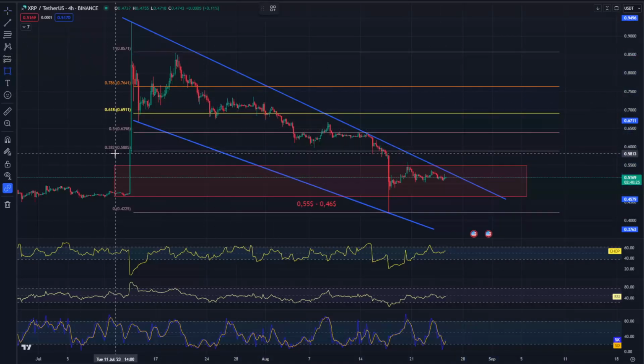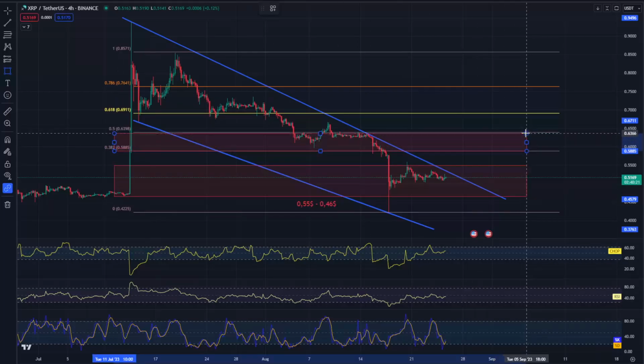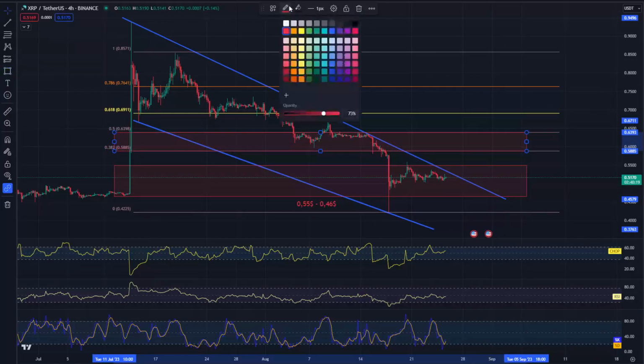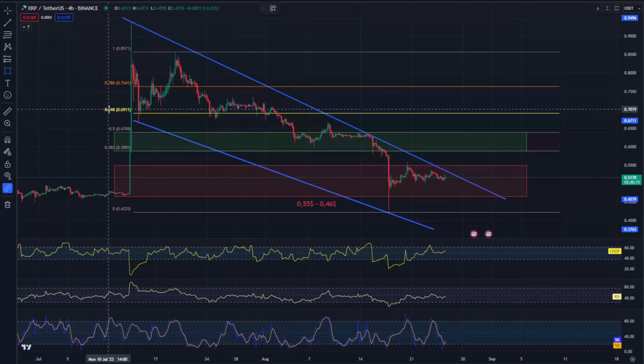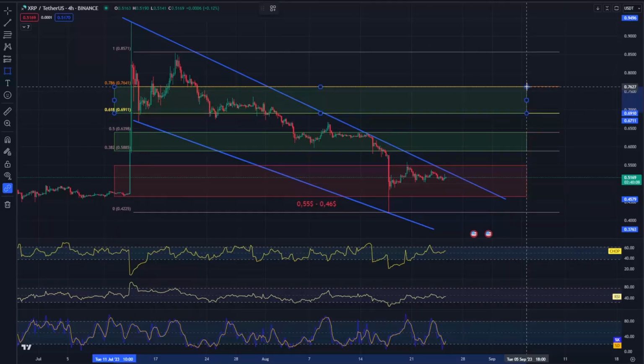Looking the other way, we can mark two resistance zones, the first zone from 58 cents to 63 cents, and then we have the second resistance zone from 69 cents to 76 cents. Only when we manage to overcome them can we move towards resistance at 85 cents.